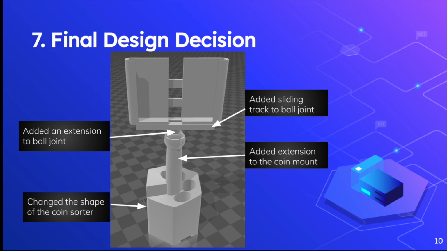the car. Then lastly, we had to change the shape of the coin sorter itself because the circular shape had a lot of wasted space, and the printer struggled printing gaps on the bottom to remove the coins in a circle shape, and it worked better in straight lines, so we switched to a hexagon shape.